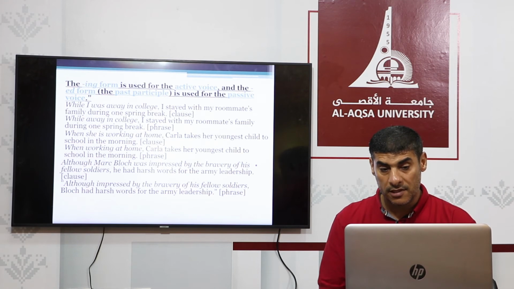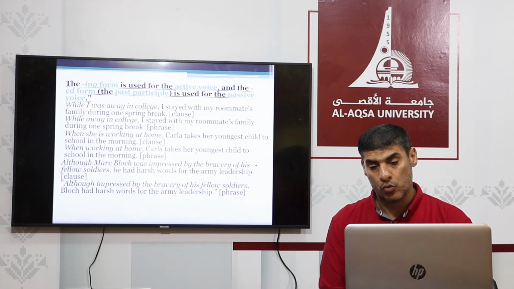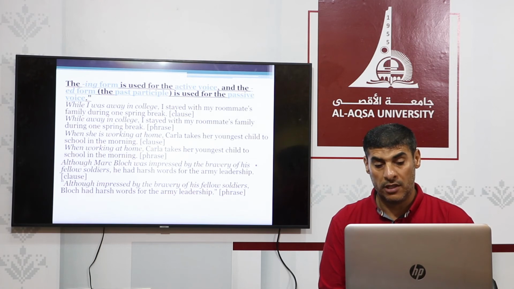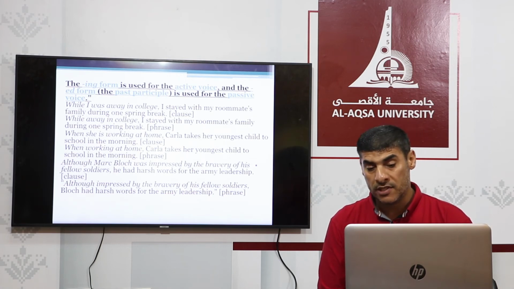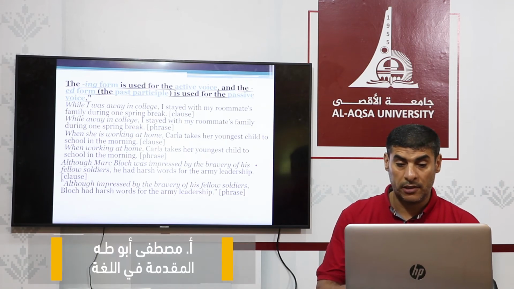The last two sentences. Although Marc Bloch was impressed by the bravery of his fellow soldiers, he had harsh words for the army leadership. So it becomes although impressed. What happens here is that we deleted the subject and the auxiliary verb, because this is a passive construction or passive voice. Although impressed by the bravery of his fellow soldiers, Bloch had harsh words for the army leadership. Okay.